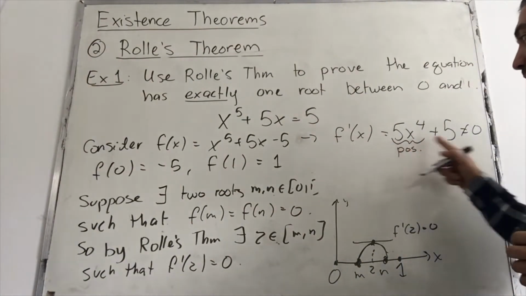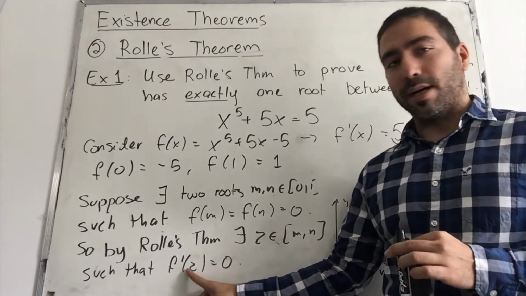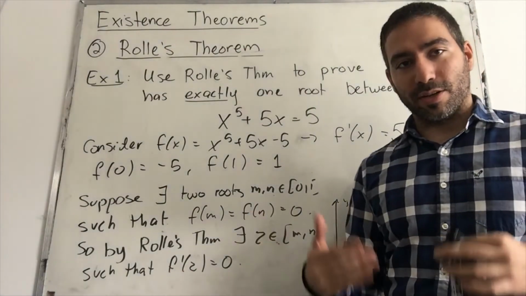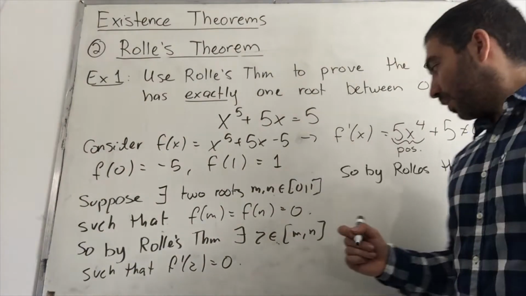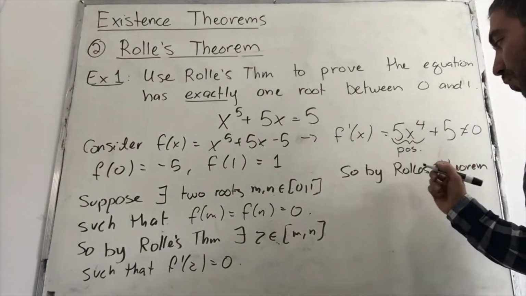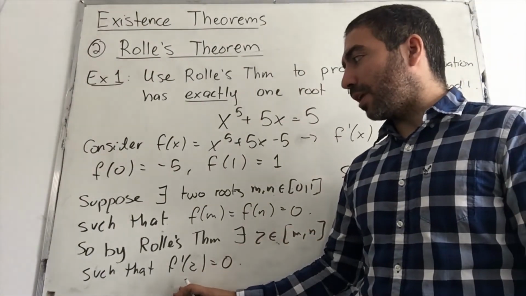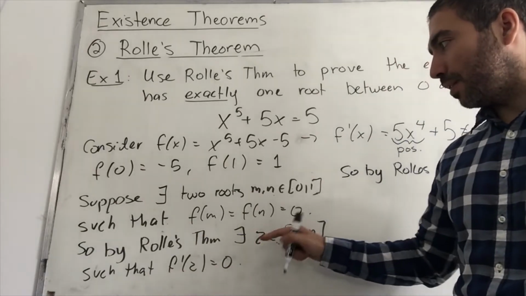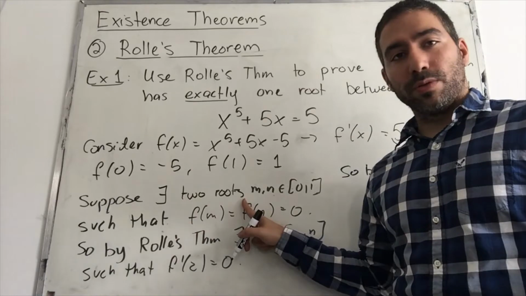There's no value that you could replace x with that's going to make it equal to 0. So there cannot be a z value where when you take its derivative, it's equal to 0. So we obtain a contradiction. This is the argument that we're making. So by Rolle's theorem, we arrived at a contradiction. So this means that our initial assumption that there exist two roots is not possible.